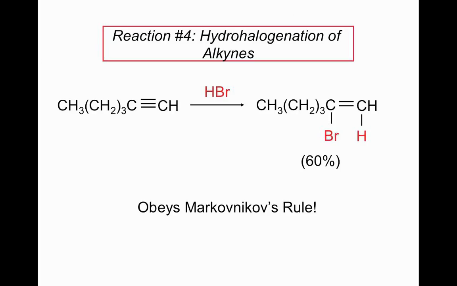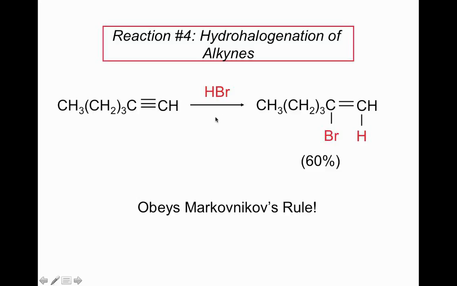The fourth reaction to know is the hydrohalogenation of alkynes. You've seen this reaction before with alkenes. One equivalent of HBr will add across the triple bond to reduce one of those pi bonds to a vinyl bromide. We could also use HCl, which would place a chloro on the vinyl carbon here instead of a bromine atom. Notice that we obey Markovnikov's rule.